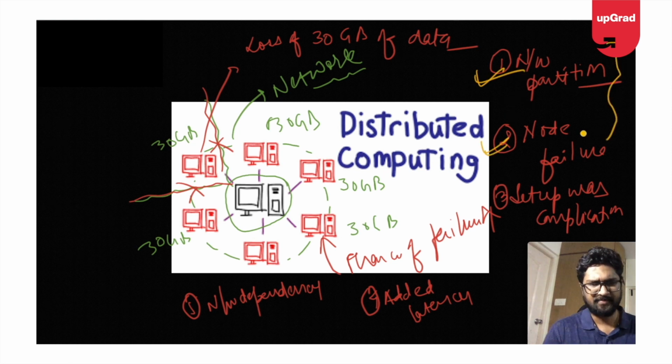So in the next slide, let's try to understand how we can address these two problems of network partition and node failure. Let's try to see that out.